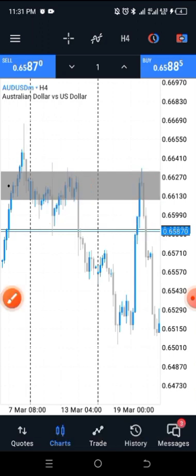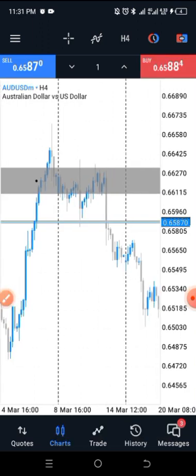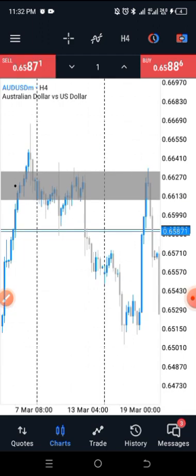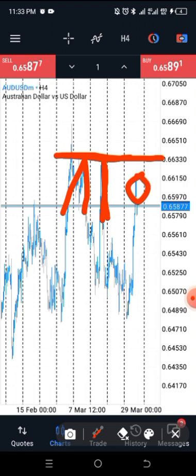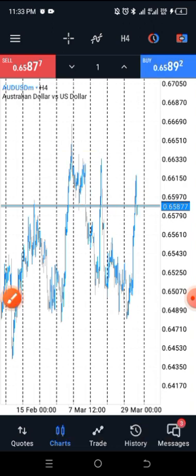Now, why is it called a zone? It's called a zone because it's usually a broad area as opposed to a line where the price changes in direction. You can see that at this point here, the market went up and reversed. Somebody may say that it's a line, but if you look here, this one did not touch the line, but still the market did reverse. So that's why we talk about zones.